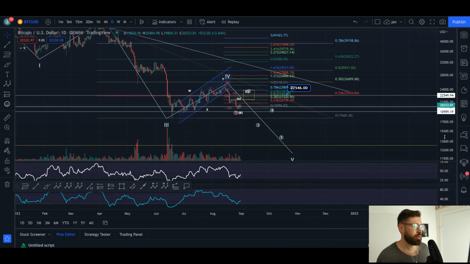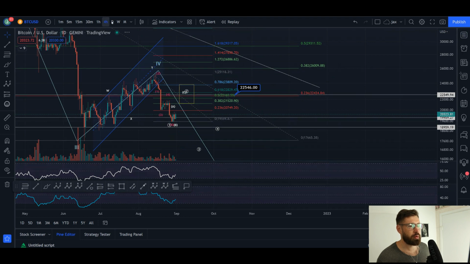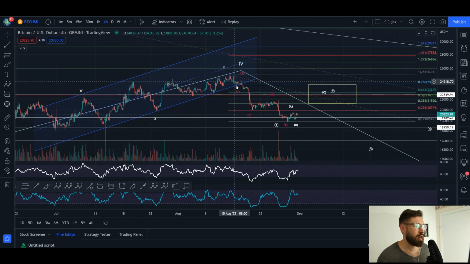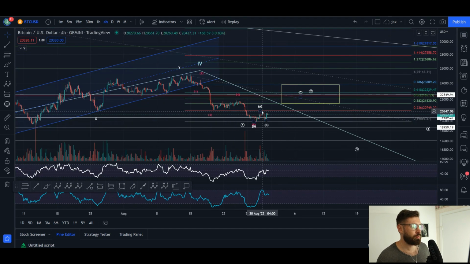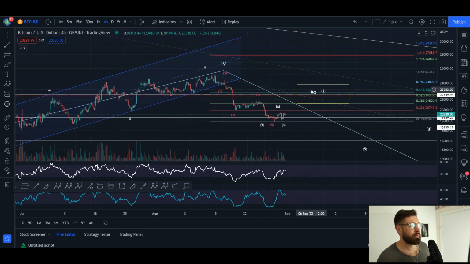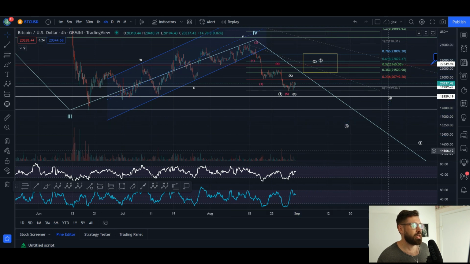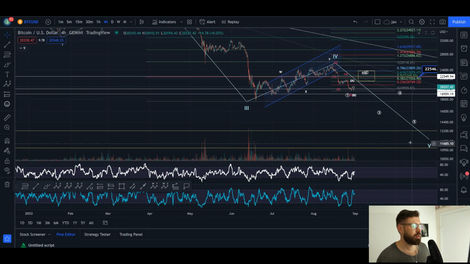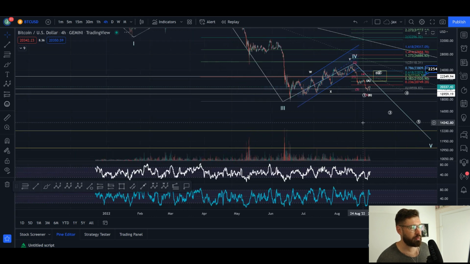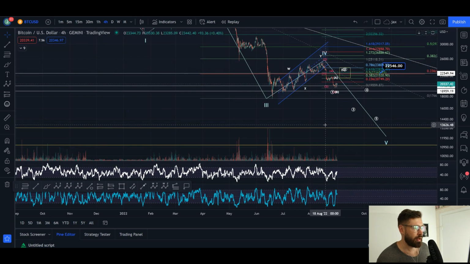I think what we're going through is an ABC correction. Let me pop back over to the 4-hour. We've come down in a 5-wave move, and now we're potentially putting in an ABC to put in a wave 2 pullback before seeing a larger wave 3 to the downside, wave 4, wave 5, to potentially complete the 5th wave down, which I do think will be the final wave. I do not think we'll go much lower.